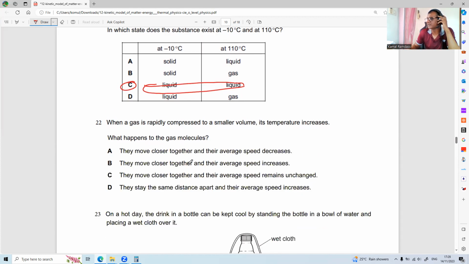When a gas is rapidly compressed to a smaller volume, its temperature increases. What happens to the gas molecules? They move closer together and their average speed decreases. No, if the temperature increases, the average speed cannot decrease, the average speed will increase.